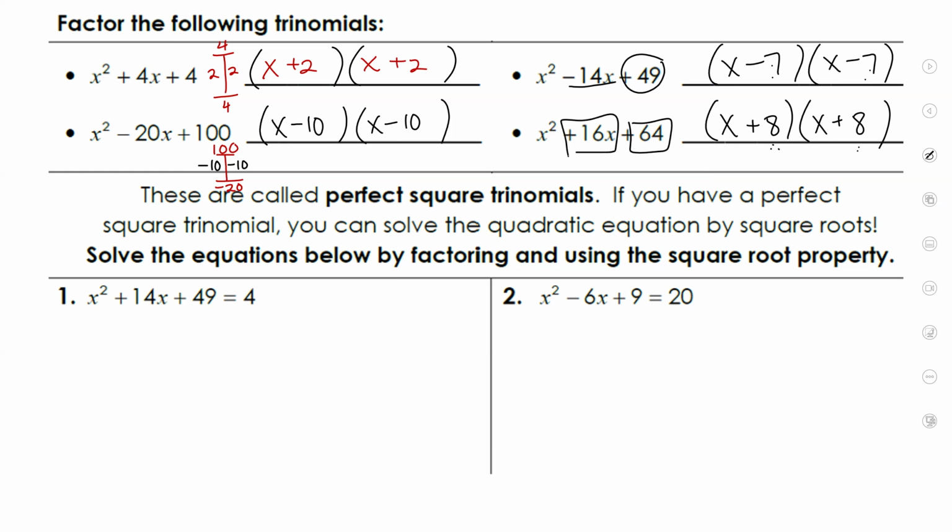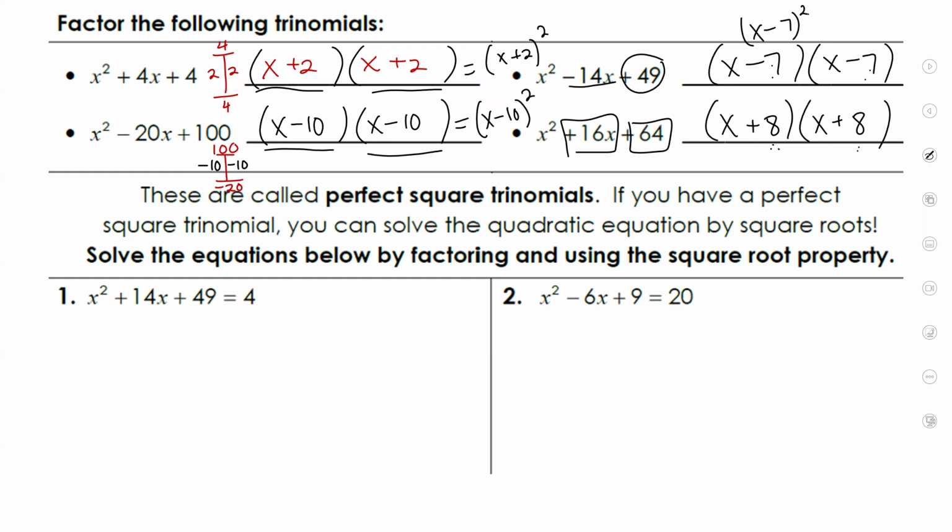Okay, so guys, these are called perfect square trinomials. We call them perfect square trinomials whenever you have the same thing twice, because you can write this as x plus 2 squared. It's a perfect square. You can write this as x minus 10 squared, because you have two of them. This can be x minus 7 squared, and so on.